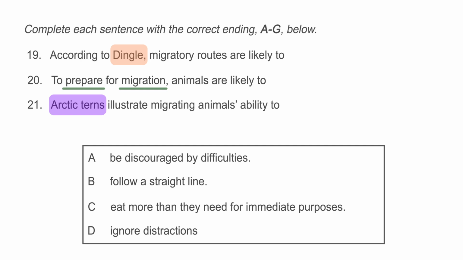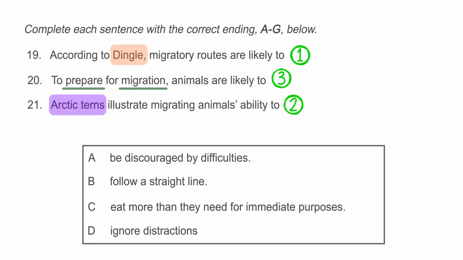So what is our strategy here? First of all, we answer 19, and then 21, and after that, we answer question number 20, because it does not have a very useful or a specific keyword. And then it's better to read the answer choices too. If the answer choices are not too long, you can just read and scan them in order to get to know what the answer choices are. So for example, A is be discouraged by difficulties, follow a straight line, eat more than they need for immediate purposes, and ignore distractions. Just this.